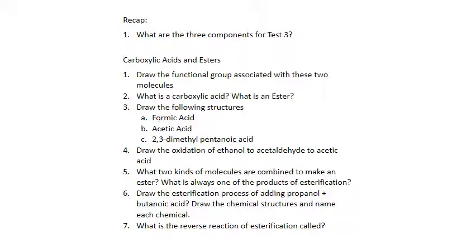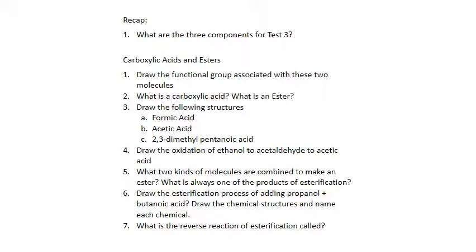Okay, the three components of test three are going to be carboxyl group, which includes esters and carboxylic acids, polarity, and then lipids. All right. So the very first thing we covered was the last videos, 8 and 9, carboxylic acids and esters. So you'll have to be able to draw a functional group associated with these two molecules.